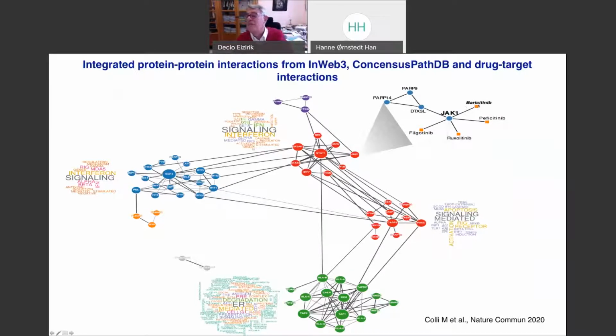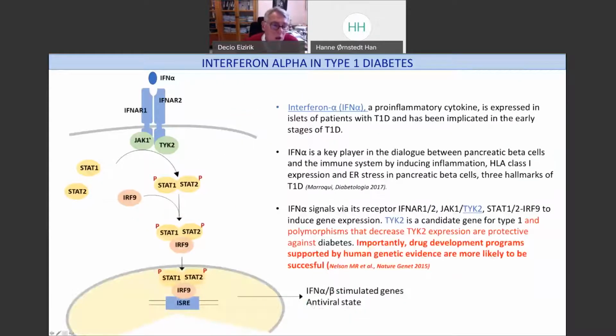And indeed, we have looked at one of these drugs, baricitinib, that is already used to treat rheumatoid arthritis, and we could completely prevent interferon alpha induced HLA expression, and so on. However, we were more interested not only in JAK1, but particularly in TYK2. And why is TYK2 an interesting candidate for therapy? Because several studies show that drug development programs supported by human genetic data are more likely to be successful.